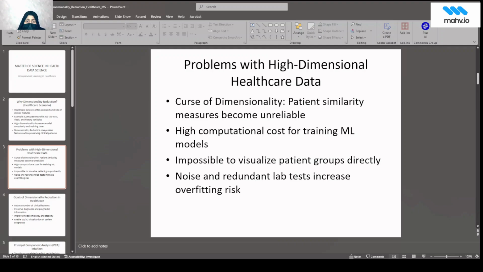Problems with high dimensional health data. The curse of dimensionality: patient similarity measures become unreliable when we have high dimensional data, that is, a lot of features. There is also high computational cost. As I have told you, our model is training on a large number of features, so the performance will get slow. It is impossible to visualize the patient groups directly. Noise and redundant lab tests increase the overfitting risk.